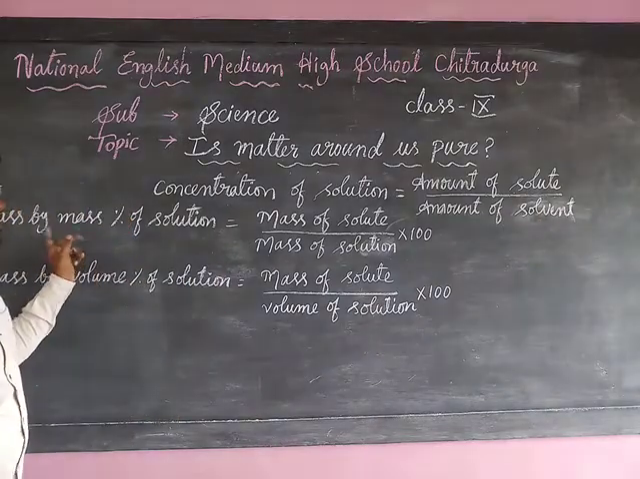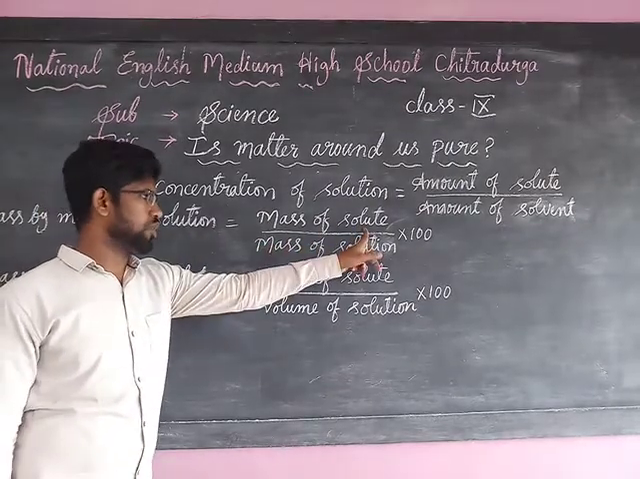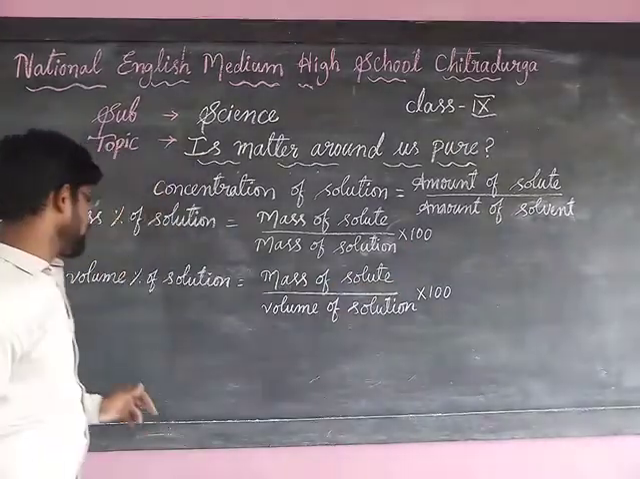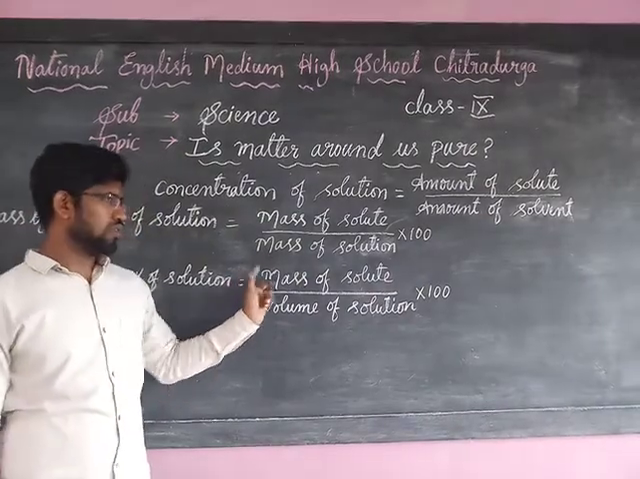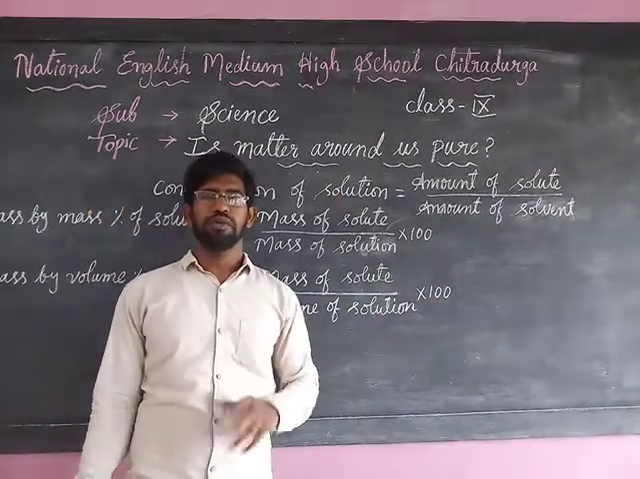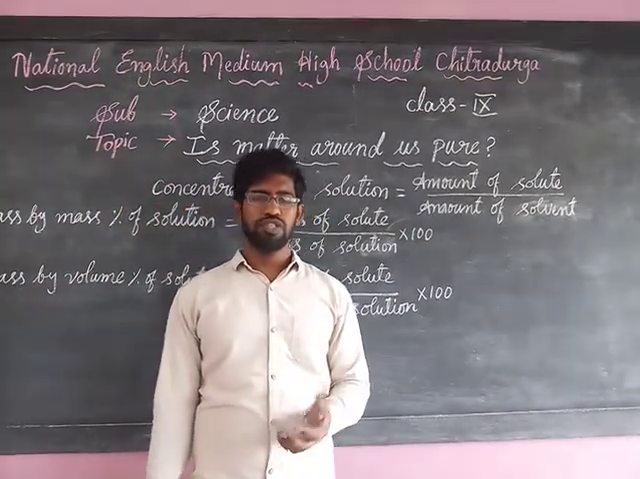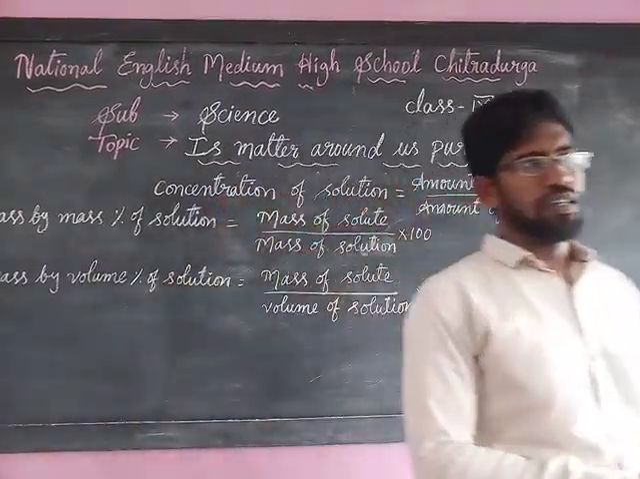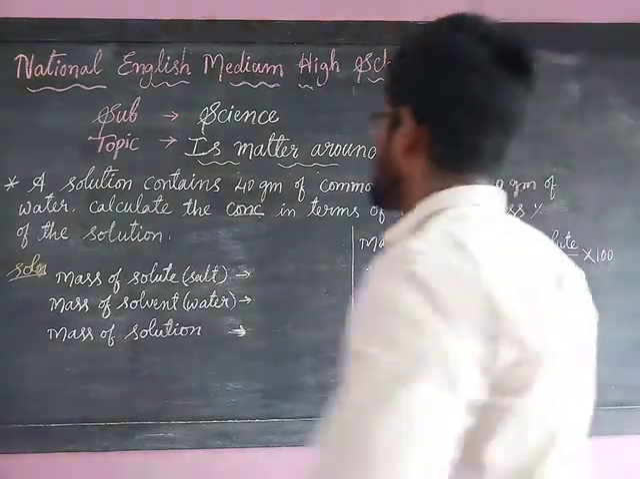The first formula: the mass by mass percentage of solution is equal to mass of solute divided by mass of solution into 100. Like that, the second formula: the mass by volume percentage of solution is equal to mass of solute divided by the volume of solution into 100. Based on these formulas, we can easily calculate the percentage of a solution if it is given by mass or by volume. Let me see how. Come to how to calculate.